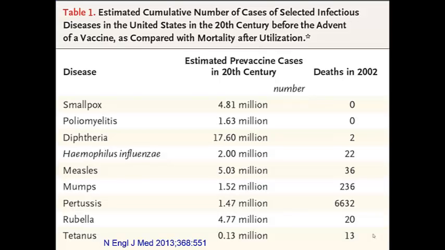Similarly, this paper from 2013 compares the estimated cases of a number of infectious diseases that are vaccine preventable, and the number of deaths that occurred in 2002, again showing the dramatic reduction in numbers due to this impressive public health intervention.